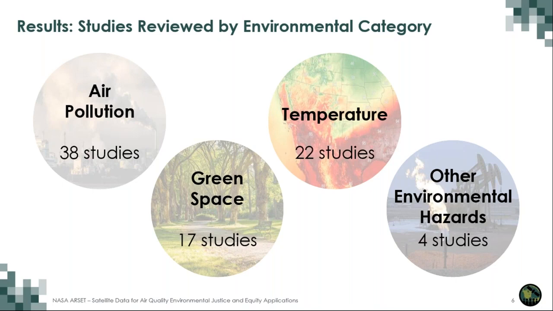The green space and temperature studies were represented at approximately half of the proportion of the air pollution studies. Other environmental hazards we found were flooding, gas flaring, mountaintop coal mining, and light pollution. 11 studies actually concurrently investigated multiple impacts which could increase an individual's vulnerability and further harm their health.